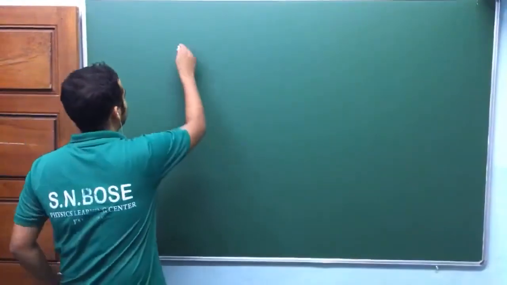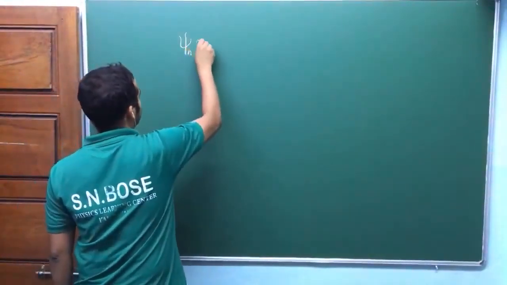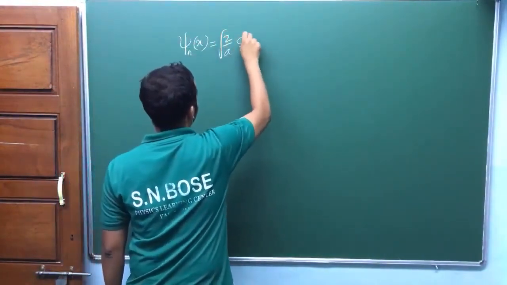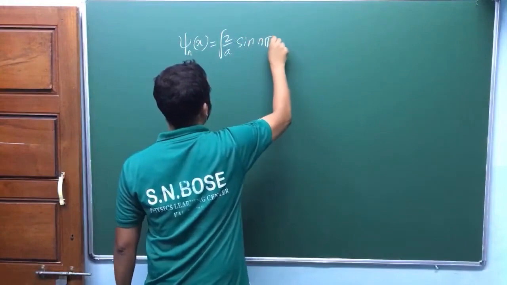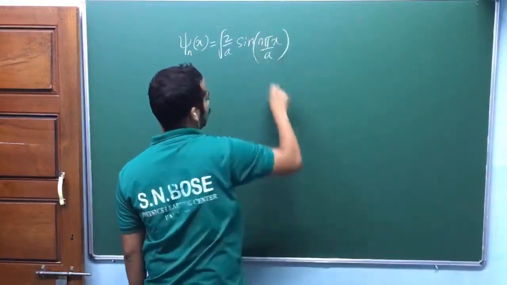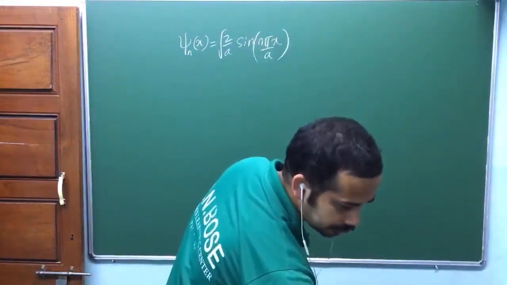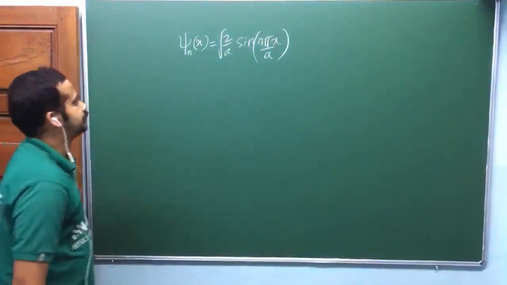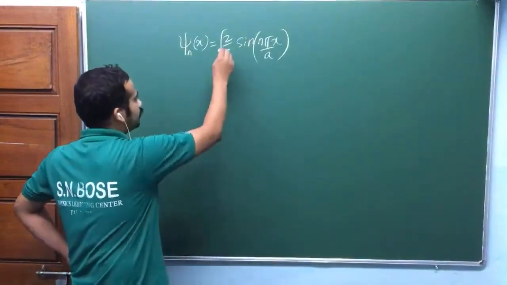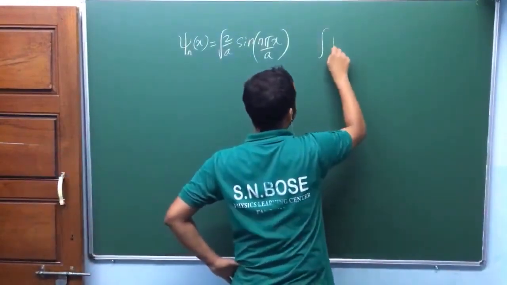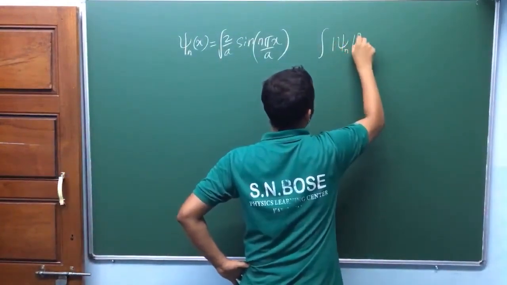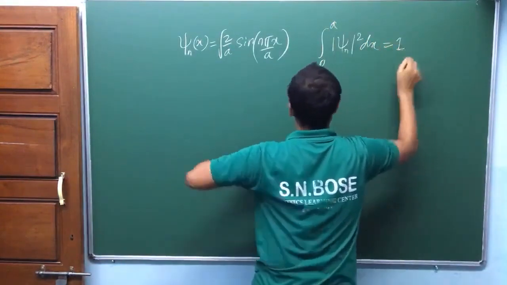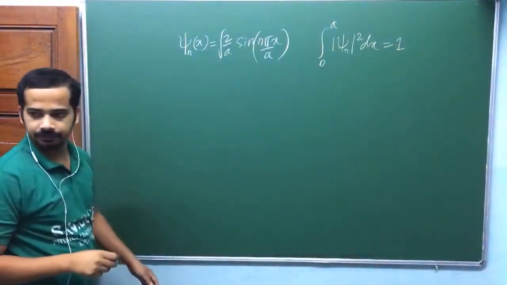So suppose again this psi n of x, am I right? Psi n of x is equal to root of 2 by a sine n pi x by a, where n will be 1, 2, 3 and so on. Now in this situation, we call this normalized: summation over mod psi n square dx integrated from 0 to a is equal to 1. This is the normalization factor, isn't it?